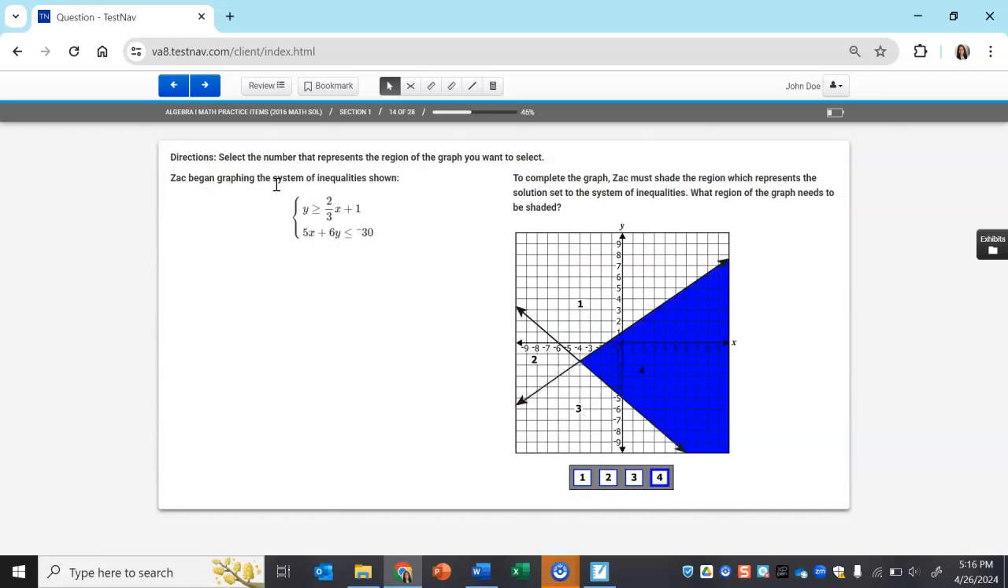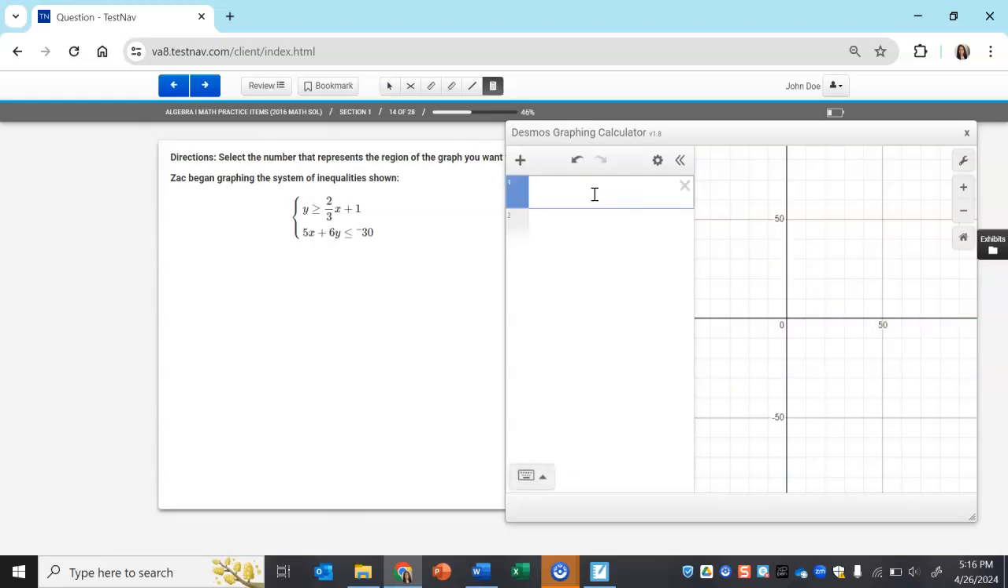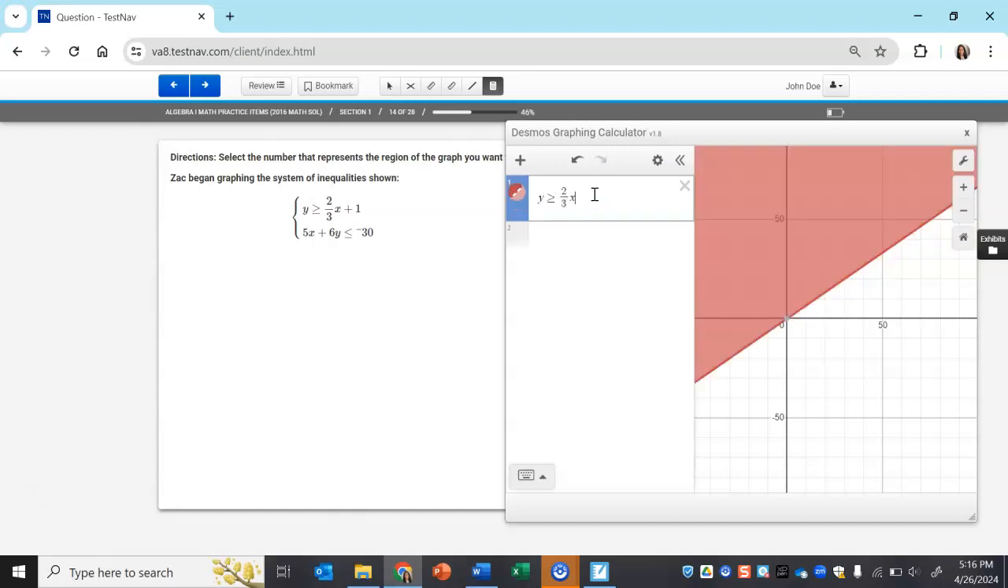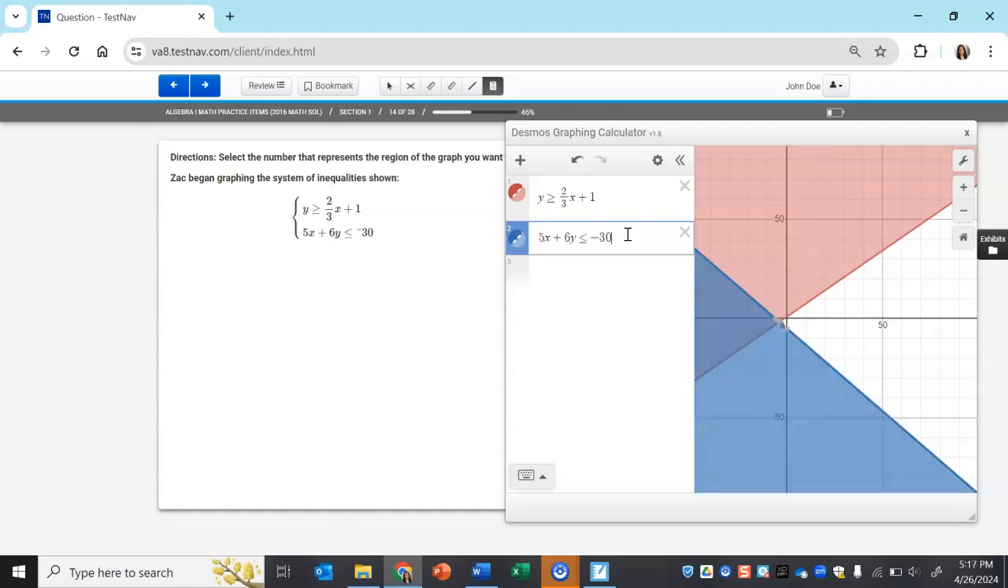All right, Zach began graphing the system of inequalities below. We'll do that. To complete the graph, Zach must shade the region which represents the solution set. So solution set is where the two graphs overlap. So let's go ahead and graph it now. Y is greater than or equal to 2/3 x plus 1. So there's one graph right there. And then the other one is 5x plus 6y is less than or equal to -30.